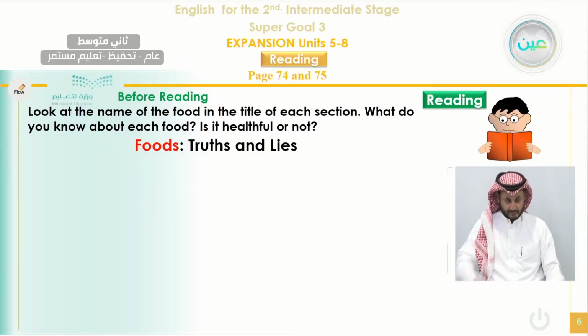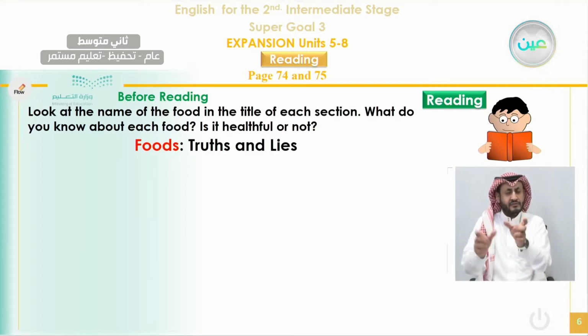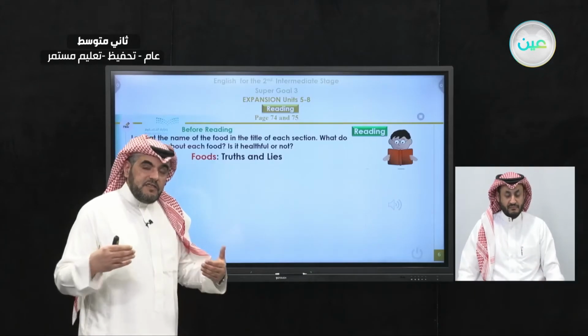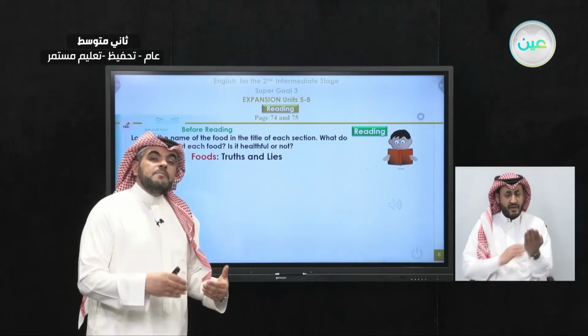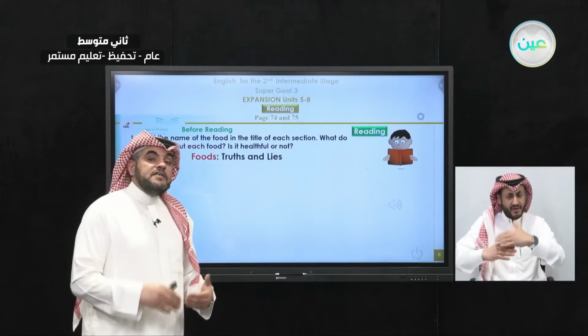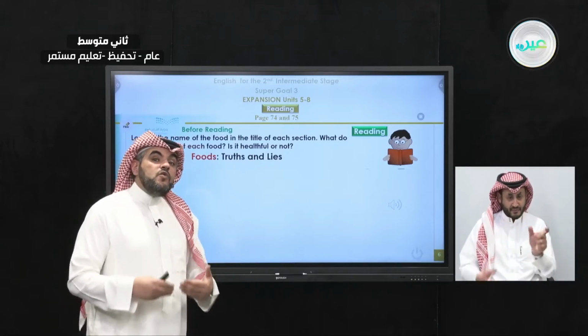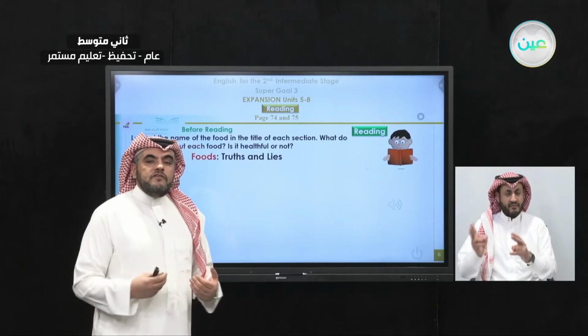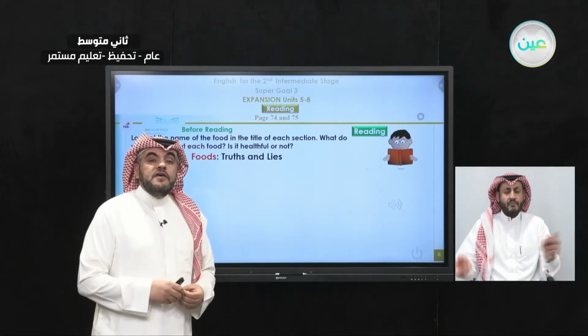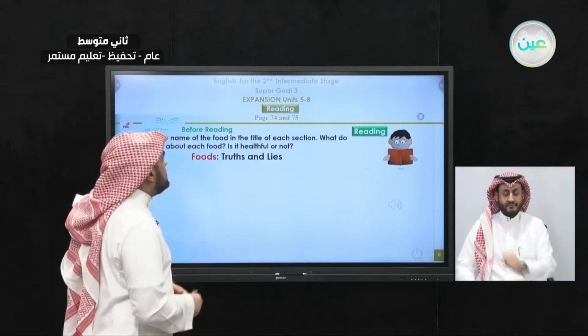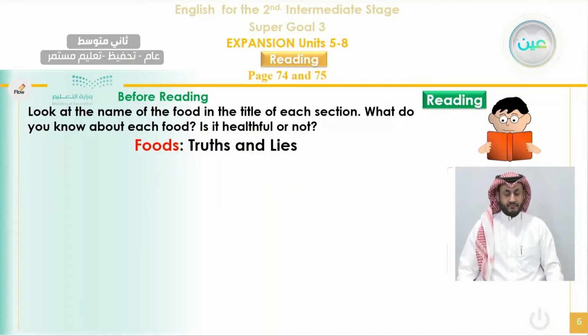Now, before we read, also look at the name of the food in the title of each section. We're going to read an article, and this article is divided into some subsections, okay? Each section is dealing with a different kind of food. We'll get so much information about each one of these kinds. What do you know about each food? Is it healthful or not?